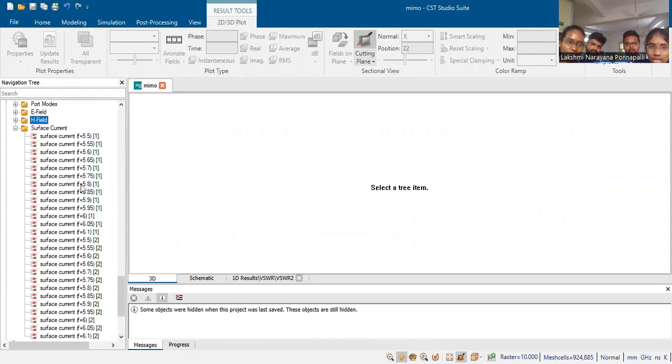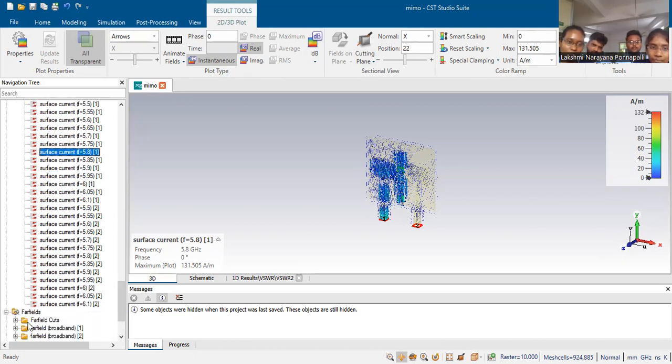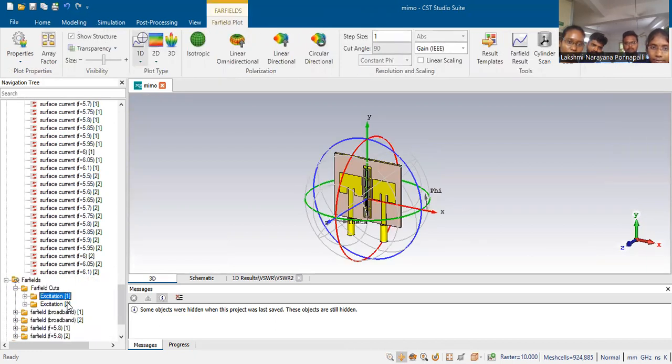These are the E-field current distributions. Here the current distribution is obtained at different frequencies. We designed for different frequencies, but we calculated and read the value only at 500 GHz. This is the far field. This is the far field at port 1, and this is the far field at port 2.